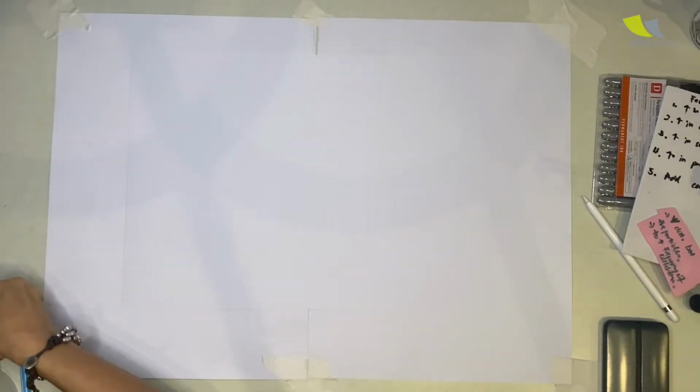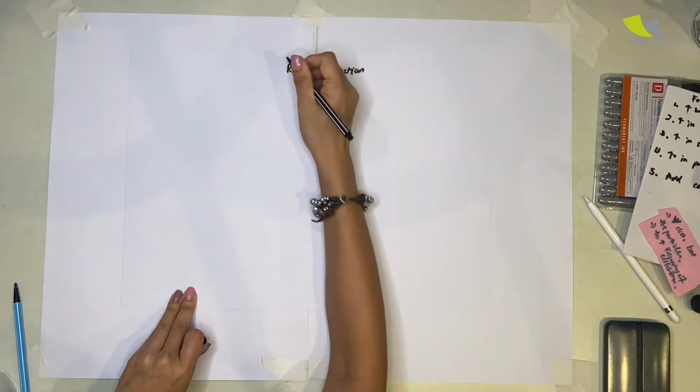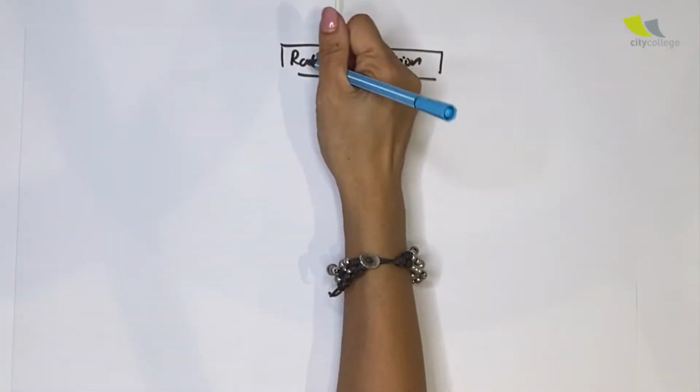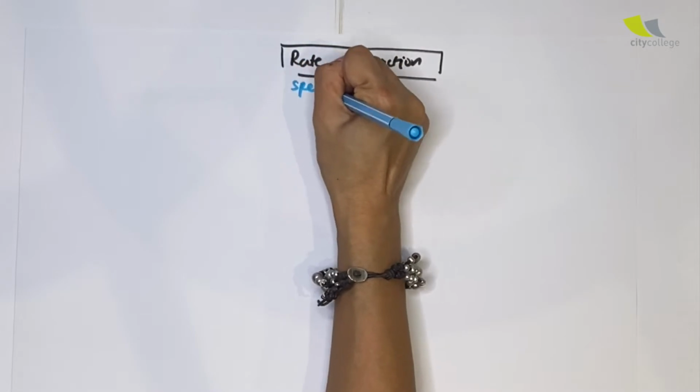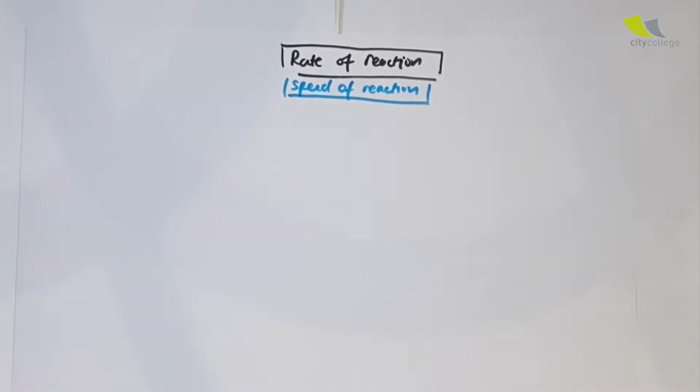Today I'm going to teach you about rate of reaction. So what exactly is rate of reaction? In simple terms, rate of reaction can be represented as just speed of reaction. It means how fast or how slow the reaction is.